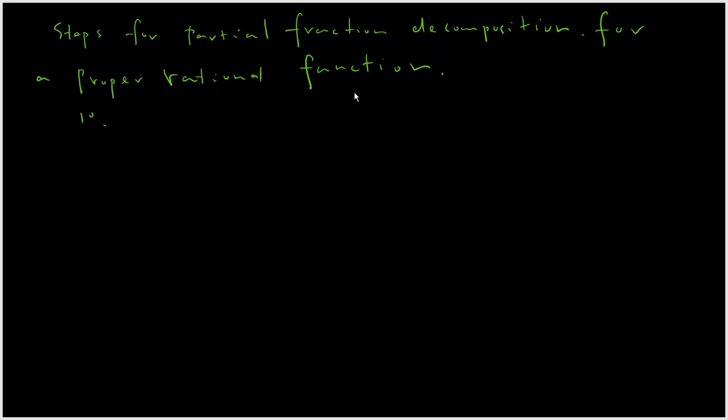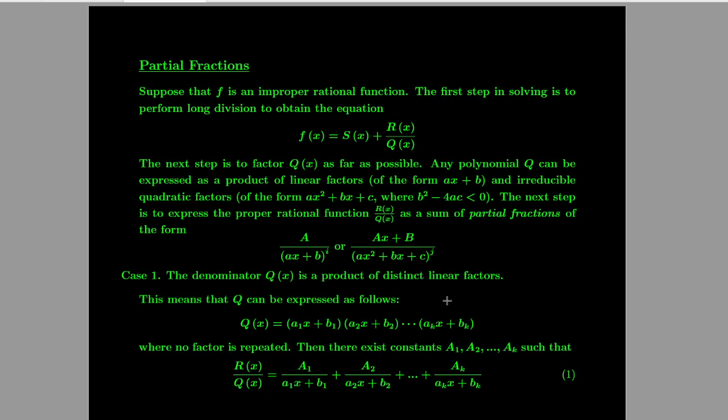Now step 1. What you do is factor the denominator as far as possible. Factor the denominator as far as possible. The next thing I want you to know, I'm not going to write it down. I will show you the thing. Factor q of x, the denominator, as far as possible.